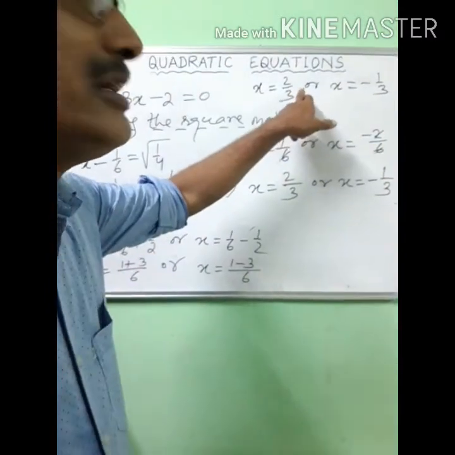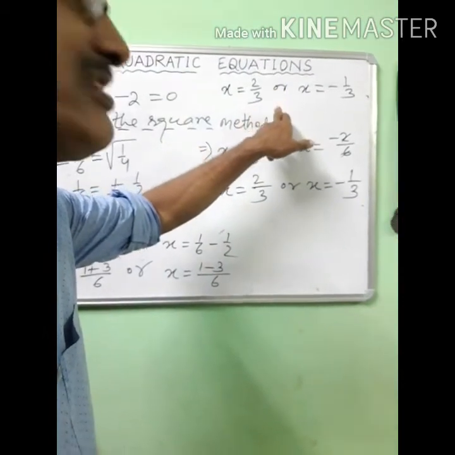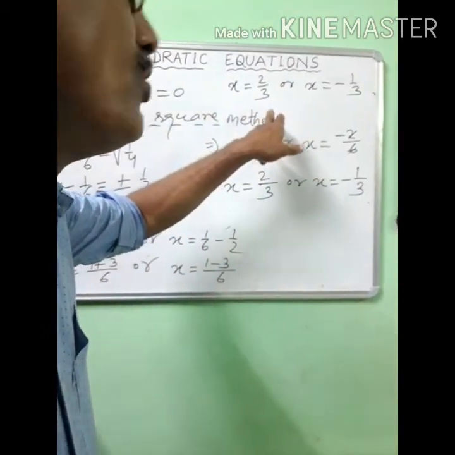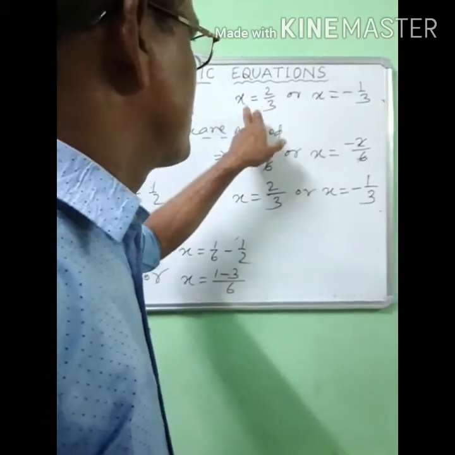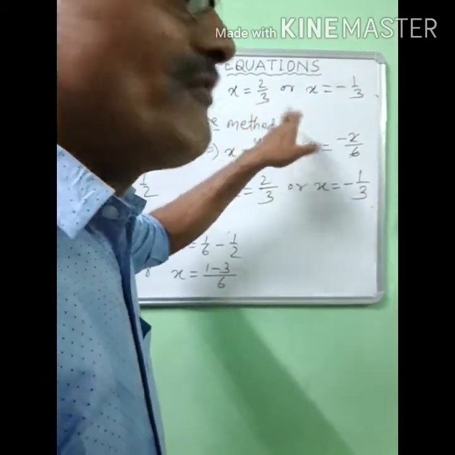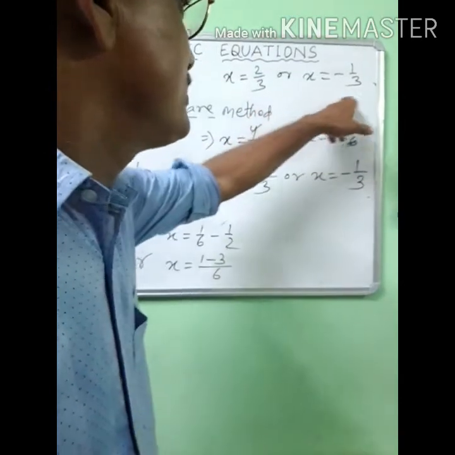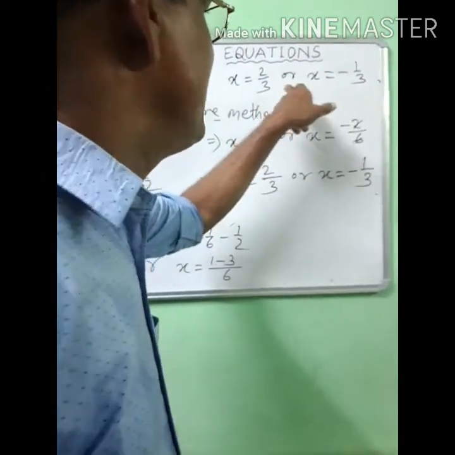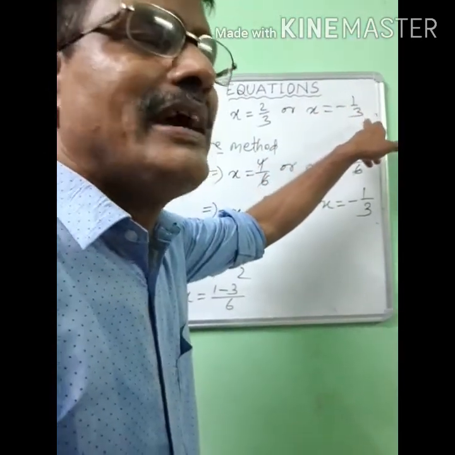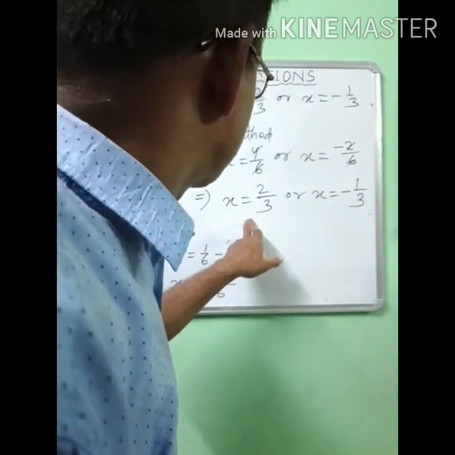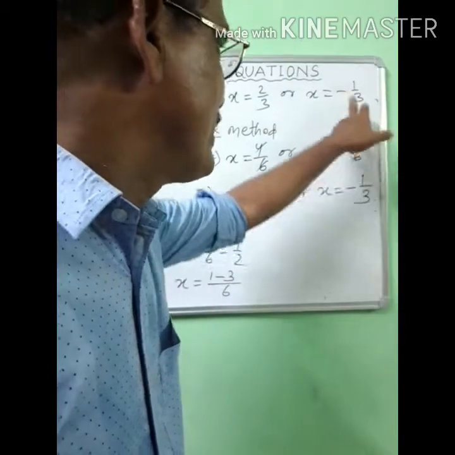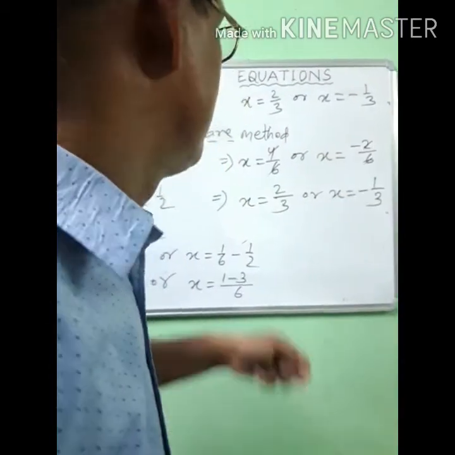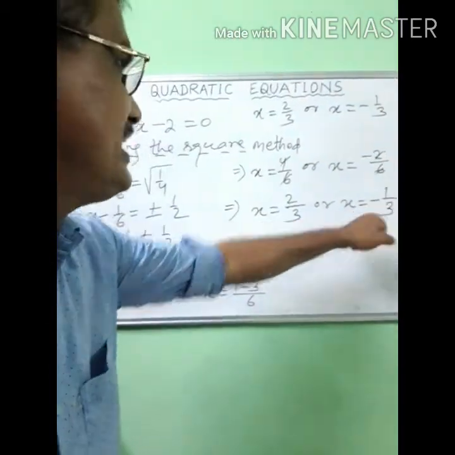In the first method, the factorization method, the answer was 2 by 3 and minus 1 by 3. In this method also the answer is 2 by 3 and minus 1 by 3. Okay? 2 by 3, minus 1 by 3. Clear?